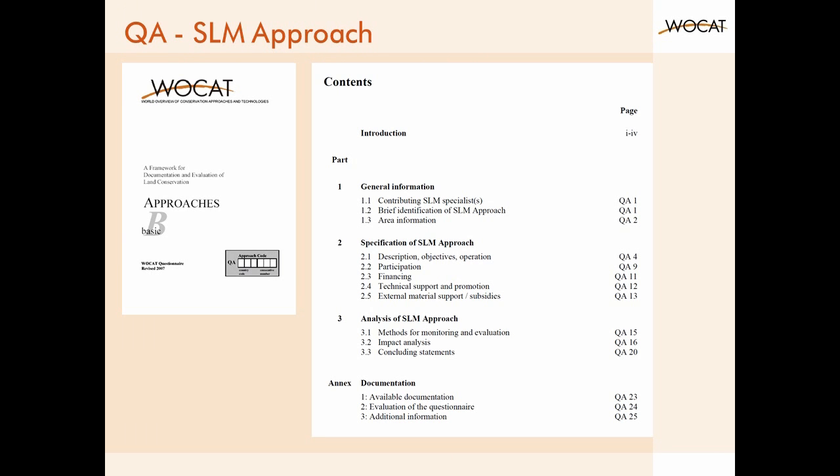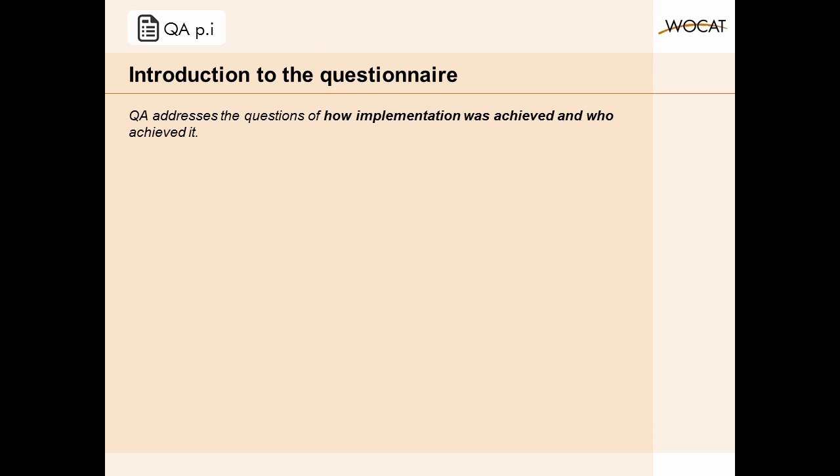Now let's have a look at the approach questionnaire. Similarly to the questionnaire on technologies, the approach questionnaire is made up of 3 main parts: general information, specification of SLM approach, and thirdly, analysis of SLM approach. The approach questionnaire addresses the questions of how implementation was achieved and who achieved it.